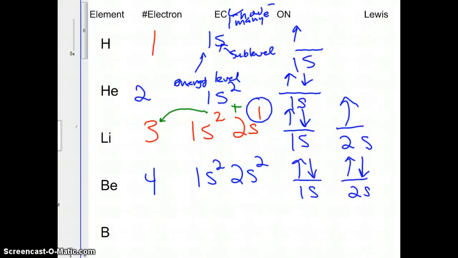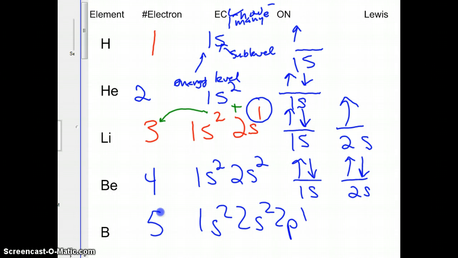So let's see how this works. And then what you'll have to do is the orbital notation.